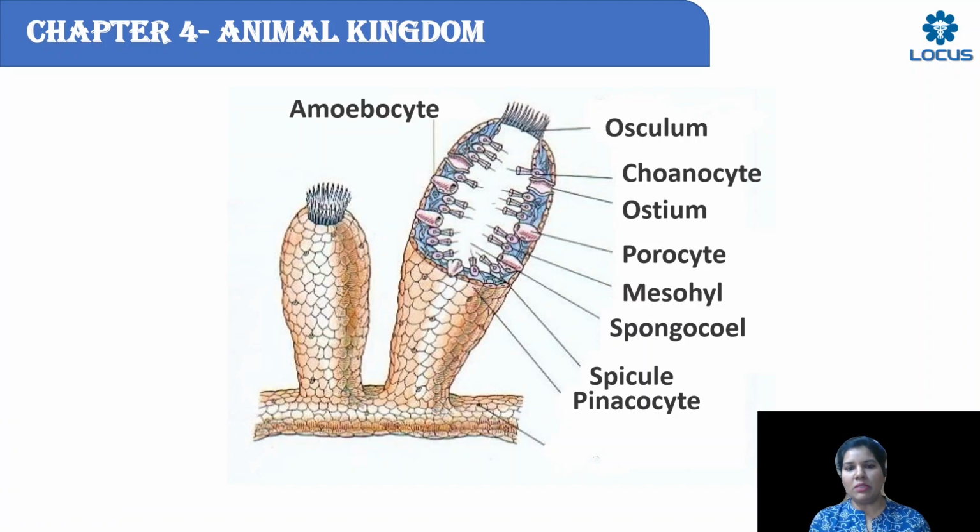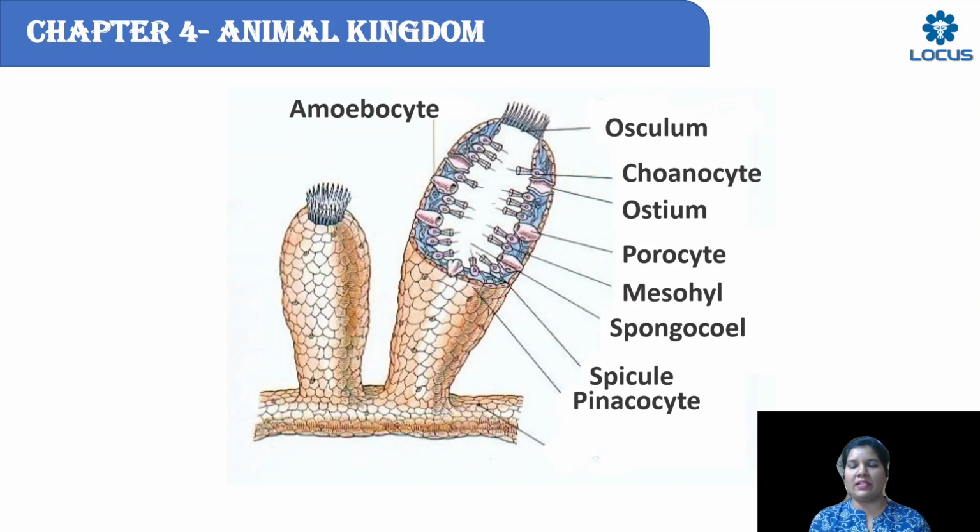Now, why pinacoderm? Because it contains a special kind of cells called pinacocytes. Look at the picture here, children. These are pinacocytes which are lining the outer wall. And in between these pinacocytes, you would see another special type of cells called porocytes. Now, what will these porocytes help in? Remember, porocytes are the cells through which water would enter.